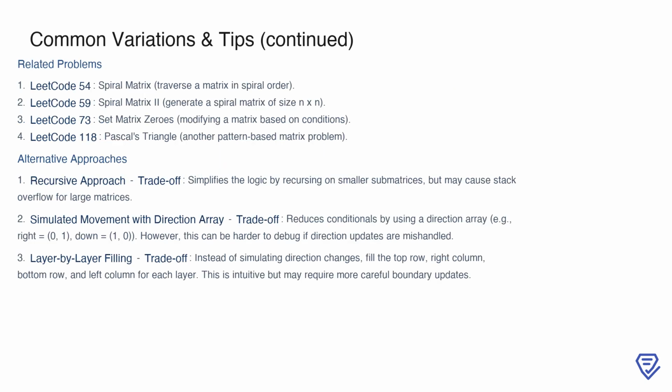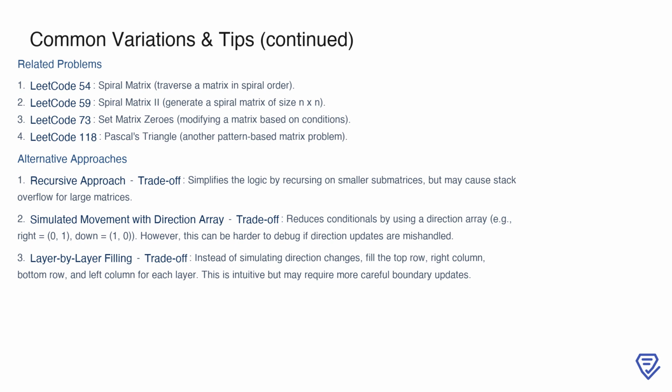Spiral matrix problems are closely related to several other matrix-based challenges. For example, LeetCode 54 involves traversing a matrix in spiral order, while LeetCode 59, the problem we're discussing here, focuses on generating a spiral matrix of size n by n. LeetCode 73, Set Matrix Zeroes, is another matrix problem that requires modifying a matrix based on specific conditions, and LeetCode 118, Pascal's Triangle, is a great example of a pattern-based matrix problem.